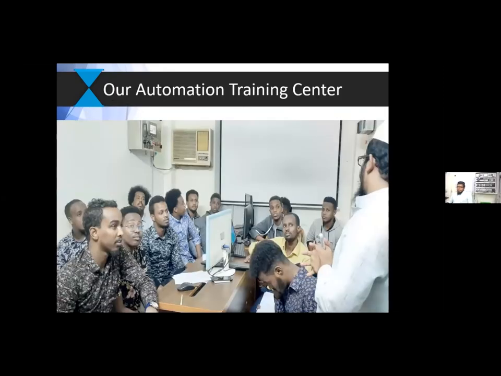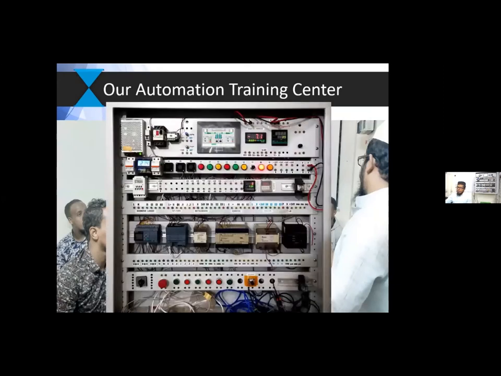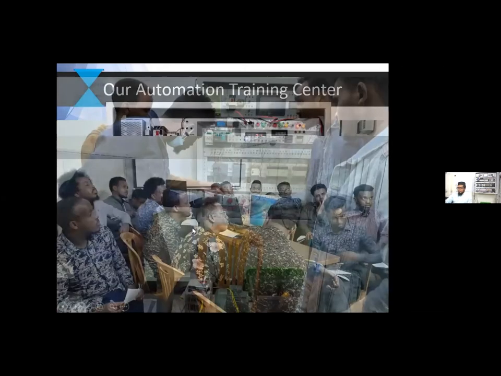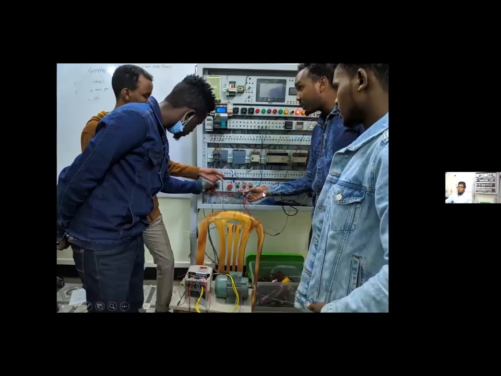Okay, this is our training center in Dhaka, Mirpur, and a lot of foreign and local students join here to get the training. These are a few pictures of our training center, and this is our training panel that you already saw. I'm now in the training center. This is a few of our students giving connections to the panel.